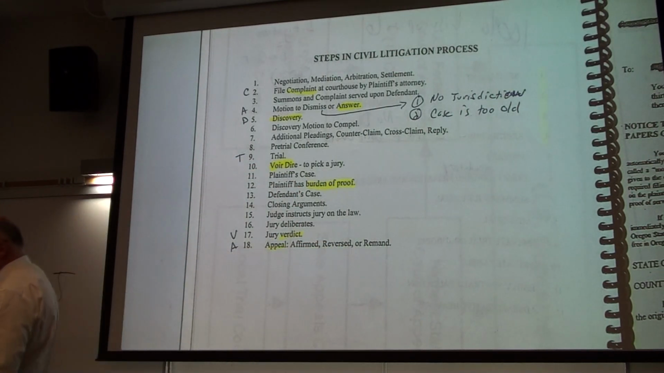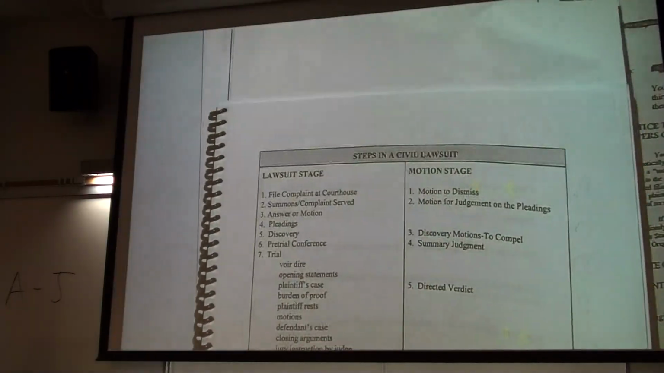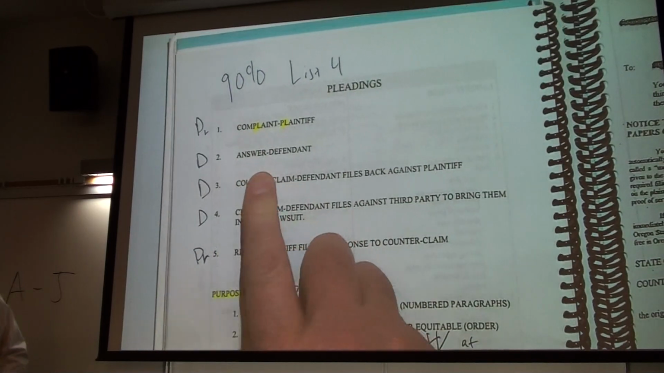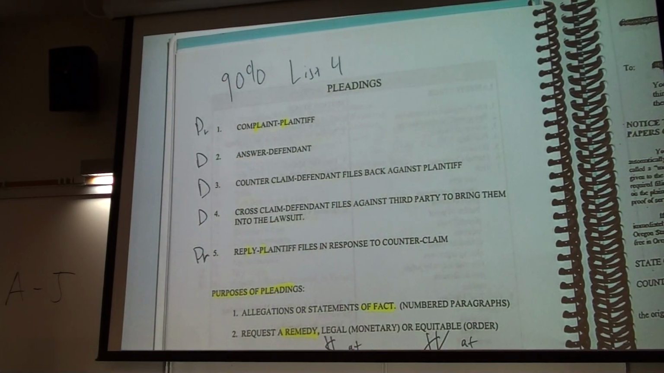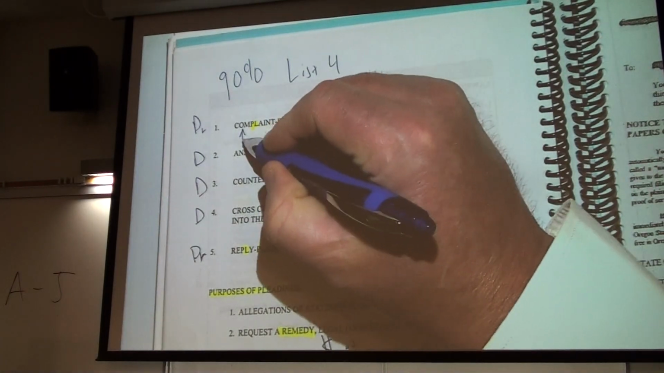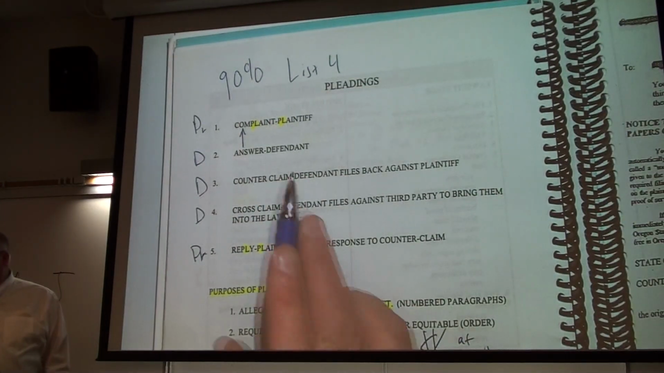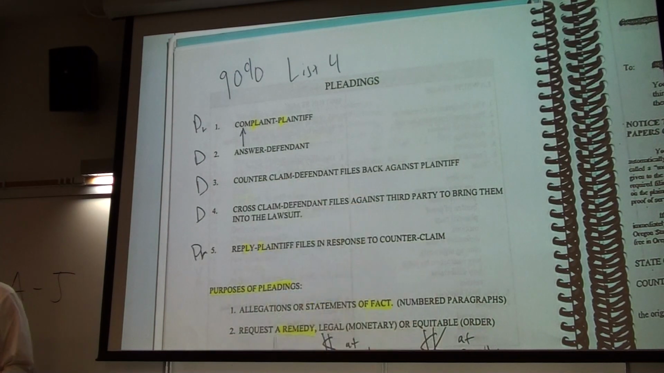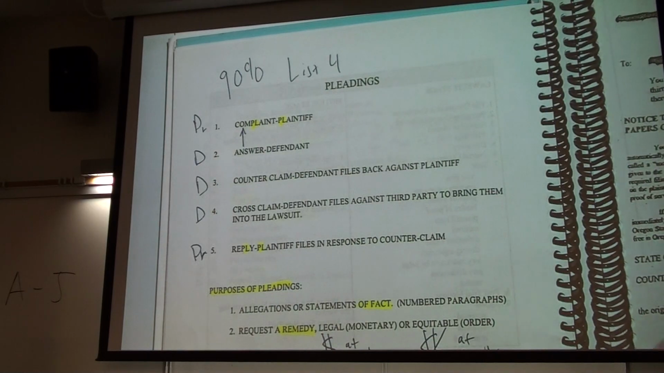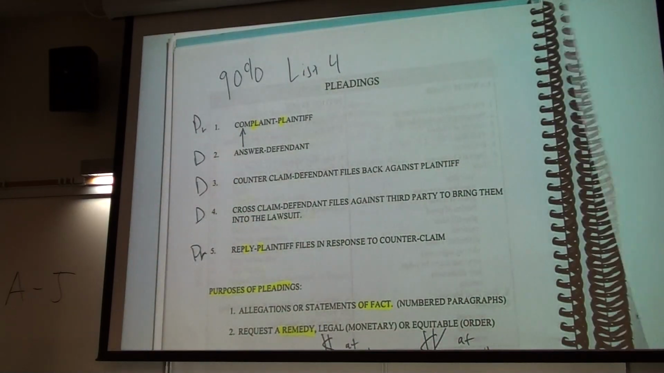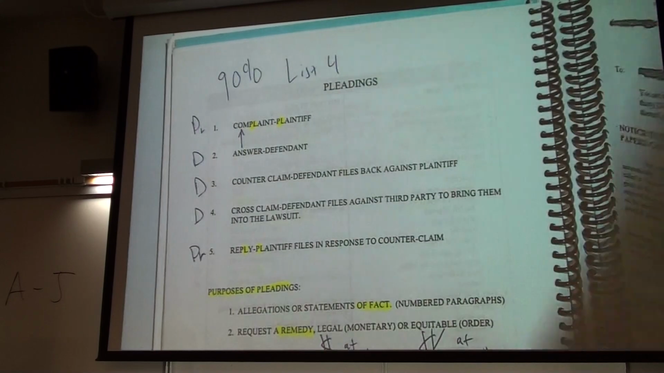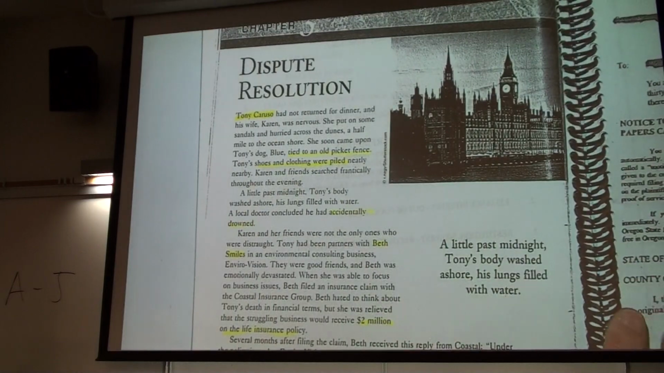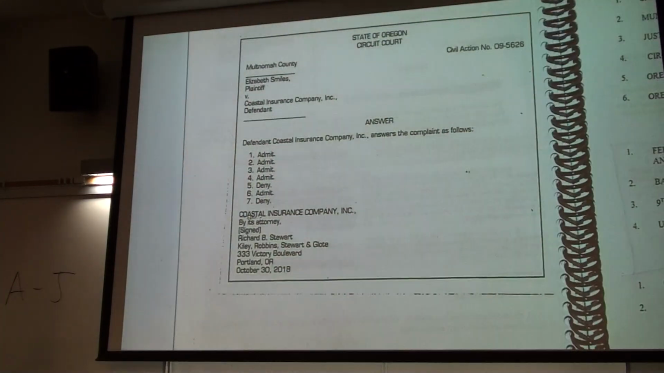An answer is the second type of pleading. Right here. And that is what's filed in response to the complaint. The defendant, through their attorney, will file the answer. So let's look at an answer. All right, page 36.